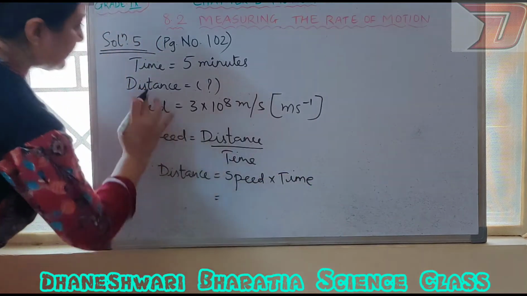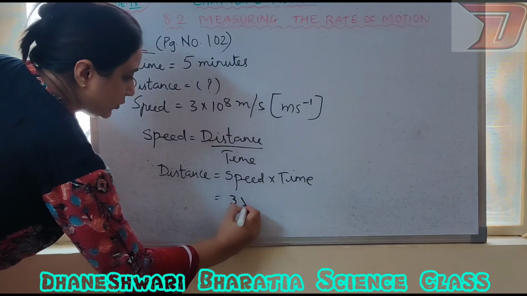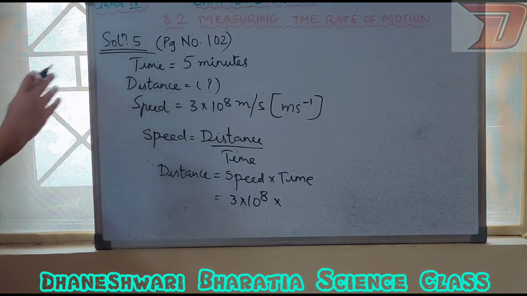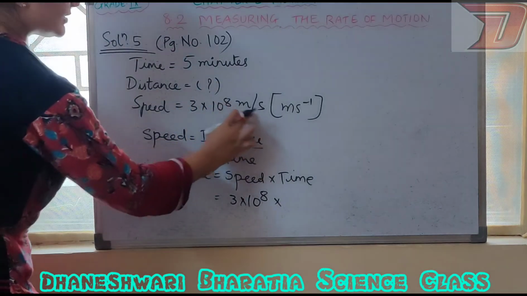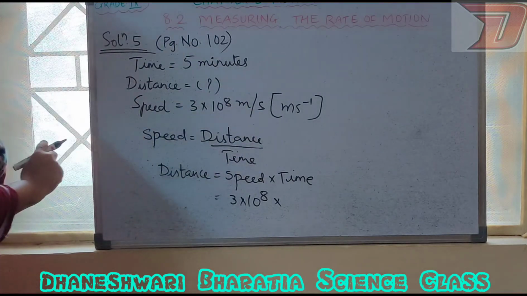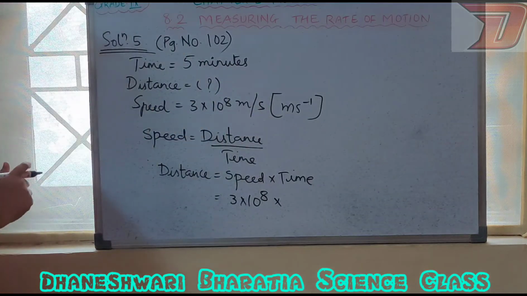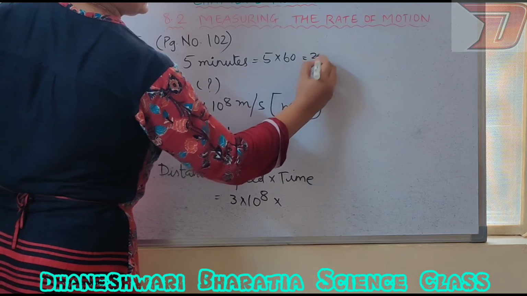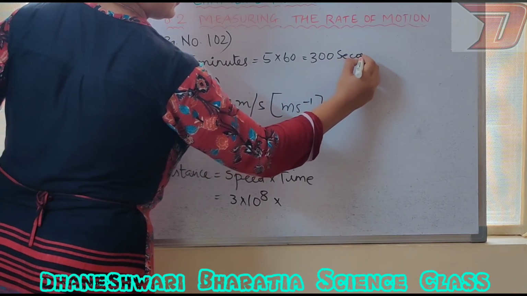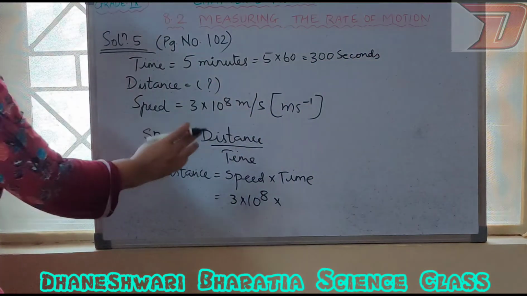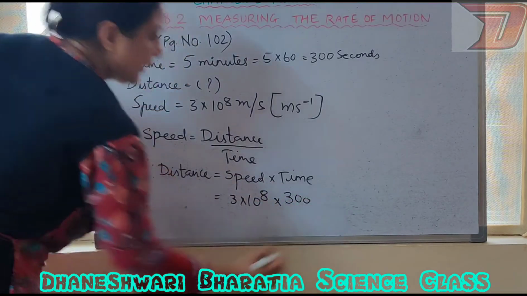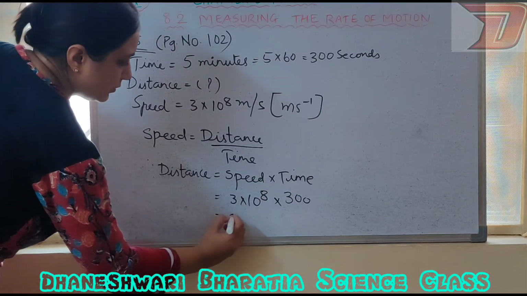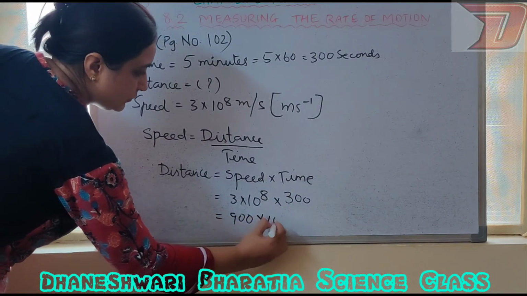Isn't it? What is the speed given here? 3 into 10 raised to 8. And what is the time here? 5 minutes. Now we will convert it, because here it is given meter per second and this is minutes, so we need to convert it into seconds. So 5 into 60 is going to be 300 seconds. So here in place of time, it will be 300. So it is going to be 900 into 10 raised to 8.